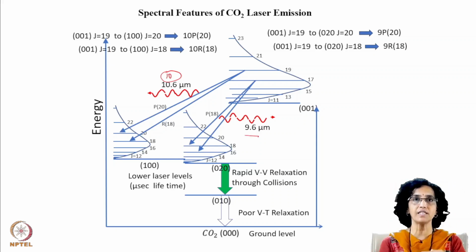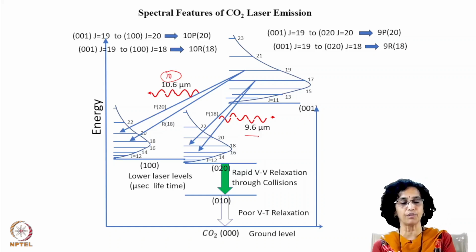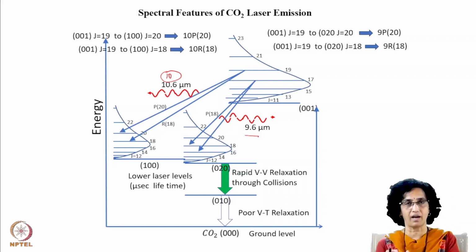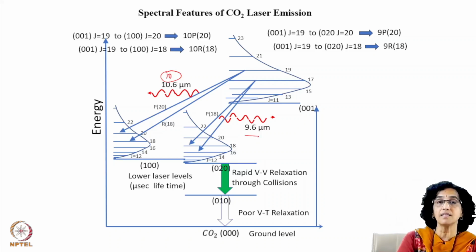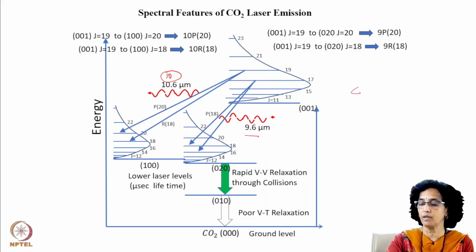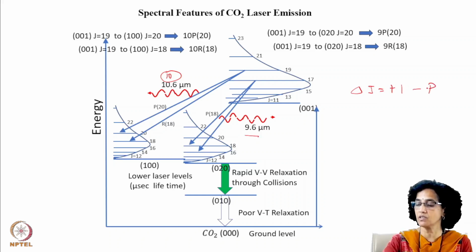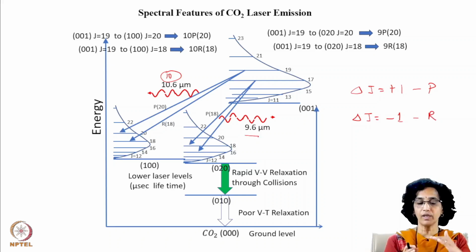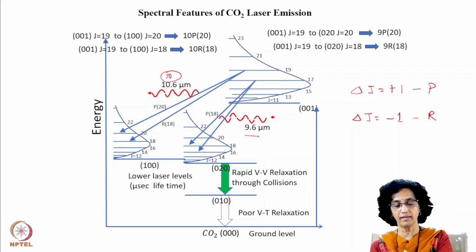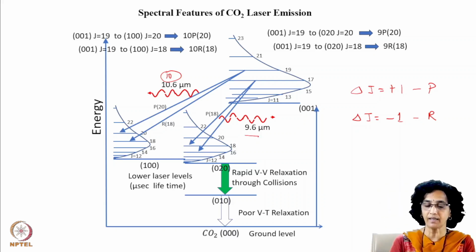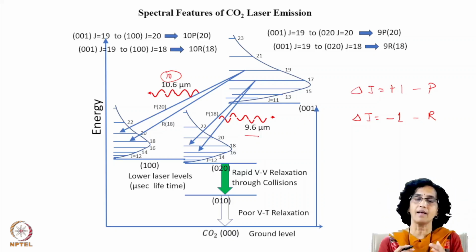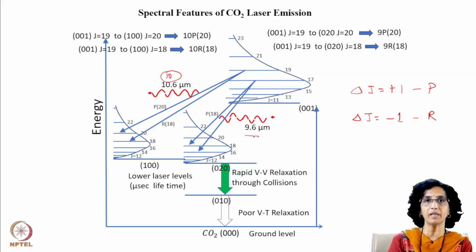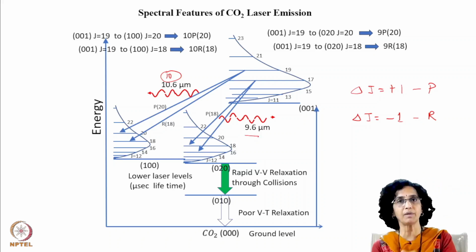And in each of these bands, the 10 micron and the 9 micron, you have a P branch and an R branch depending on the delta J rule: for emission, when delta J is +1, you have the P branch, and when delta J is equal to -1, you have the R branch, right? So in each 10 micron band and 9 micron band, you have P and R branches. The 10 micron band has much higher gain as compared to the 9 micron band, some 10 to 12 times more than the 9 micron band.